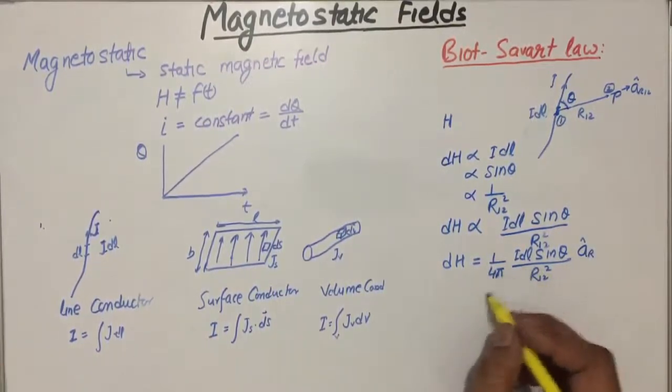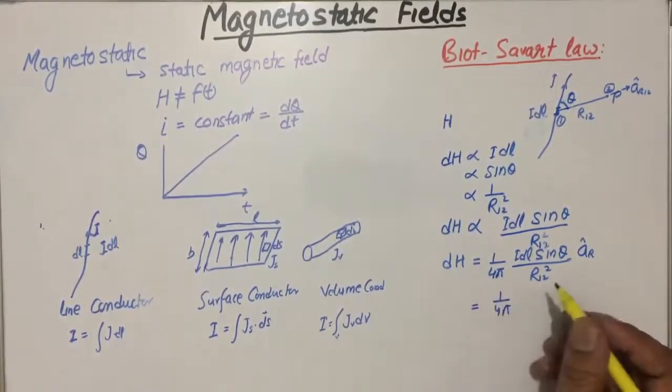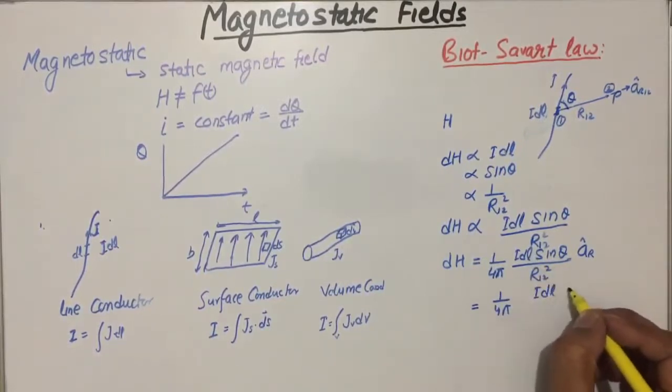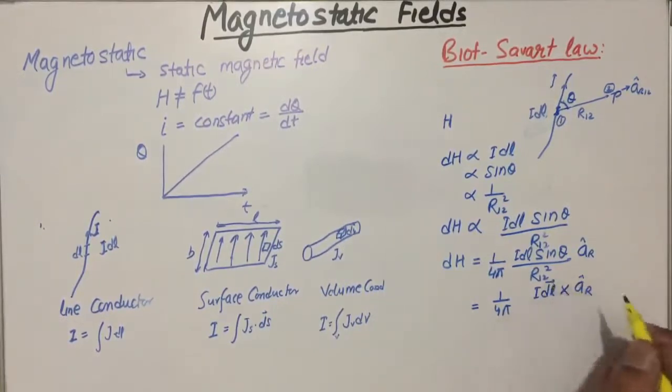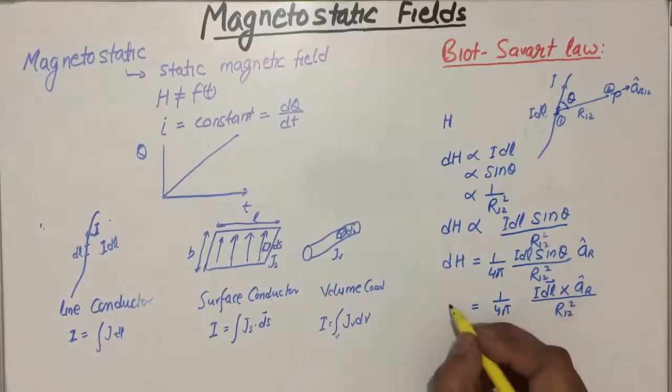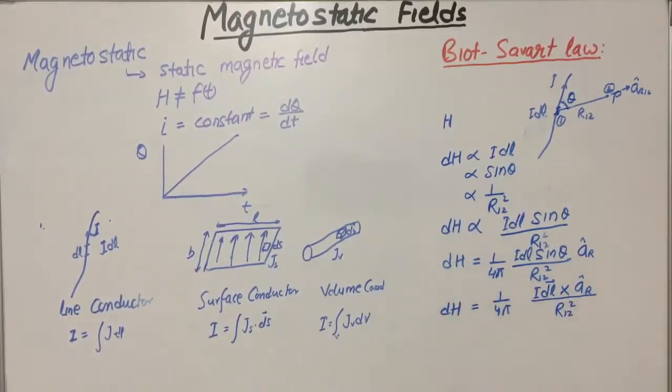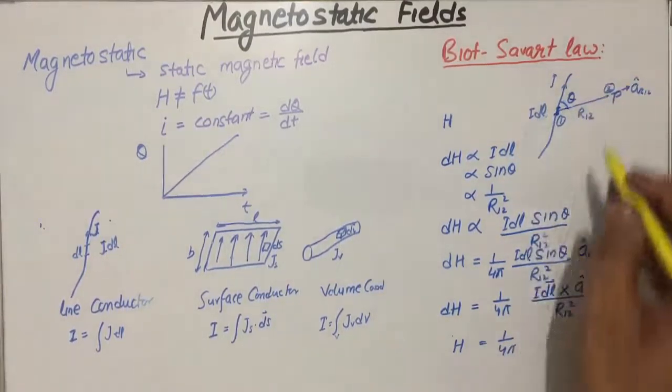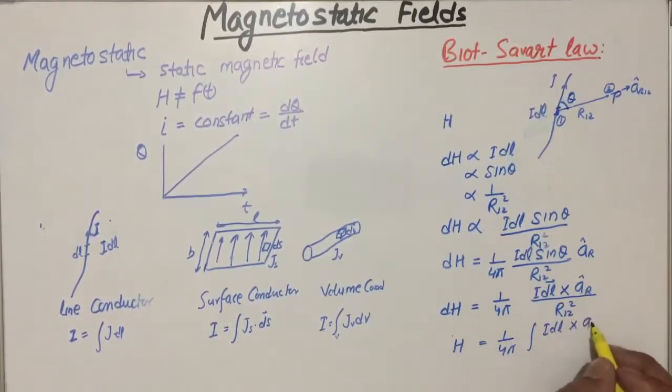What we can write further in simplification is 1 by 4 pi IDL cross AR. Yes, it will further give you IDL, with AR magnitude being 1, and the sine of the angle between these two, and in the denominator it will remain as it is. This is the magnetic field intensity at this point due to this current element. If we integrate this, it will give us the full magnetic field intensity due to this current carrying conductor at this point: the integral of IDL cross AR divided by R12 square. So that is for the full length.